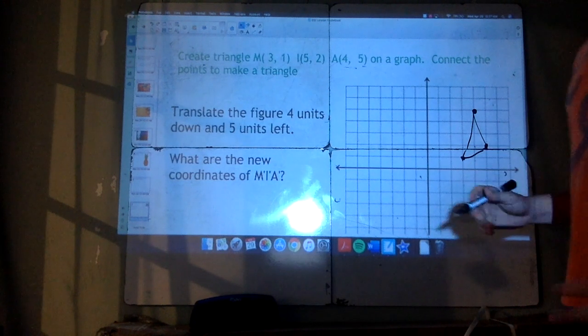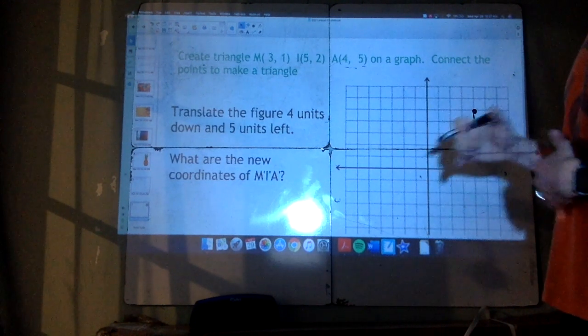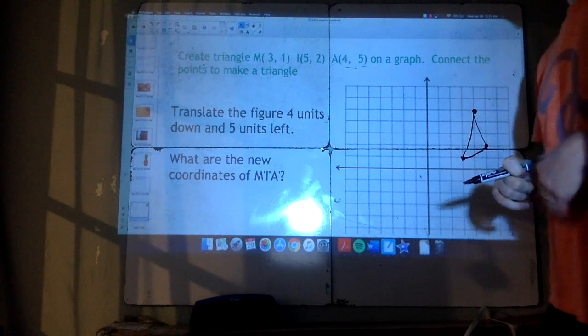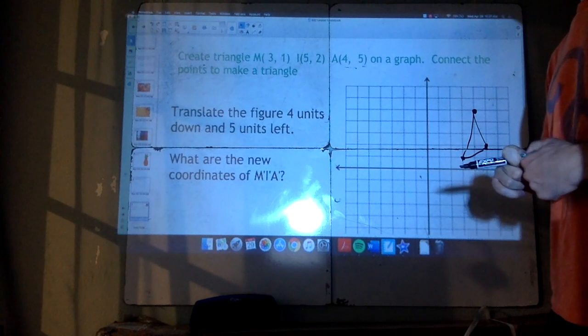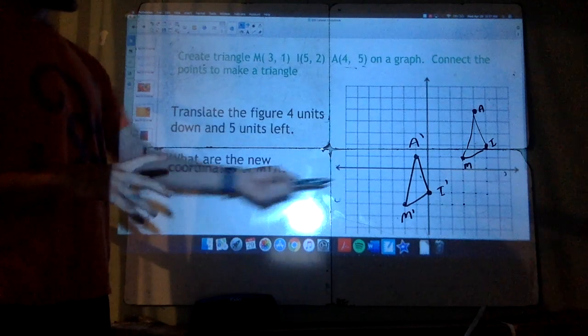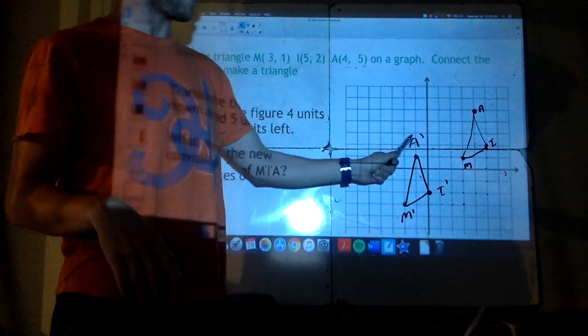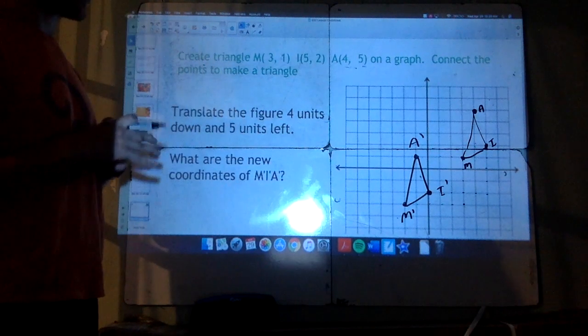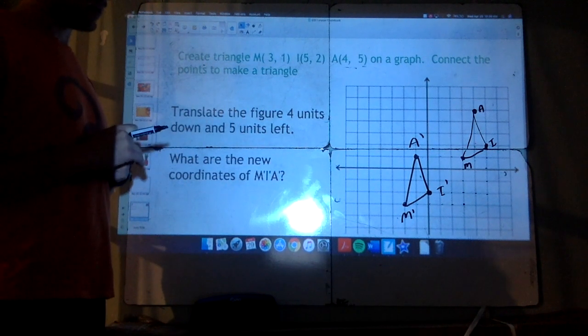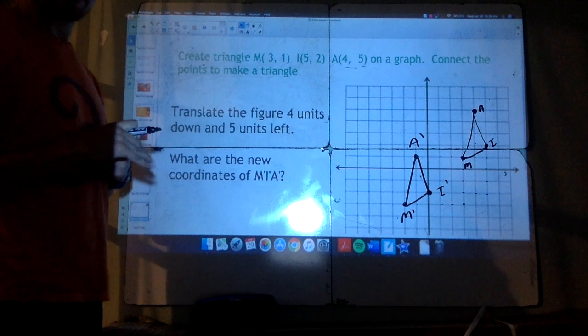So why don't you try that on your own? Pause the video, 4 down and 5 left, and try to record those coordinates. Unpause when you're ready. So here's what I got for the new triangle. And notice I labeled it M prime, I prime, and A prime because it's like the second point kind of. So check your work, and if you're good, let's move on.